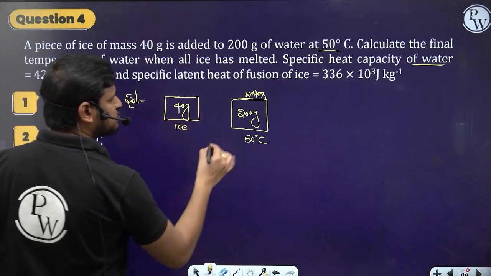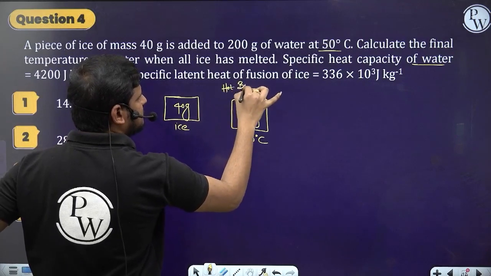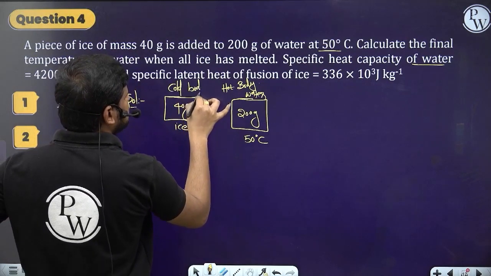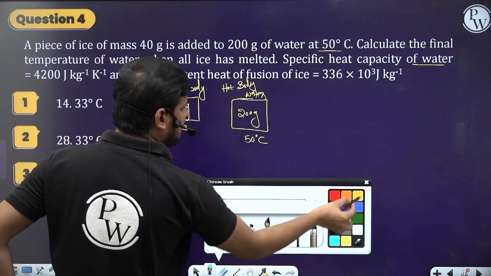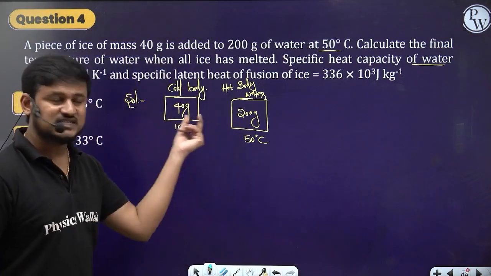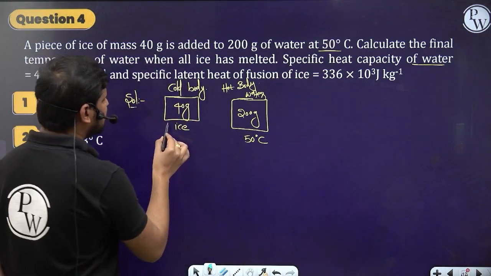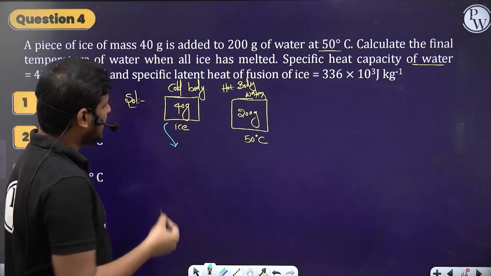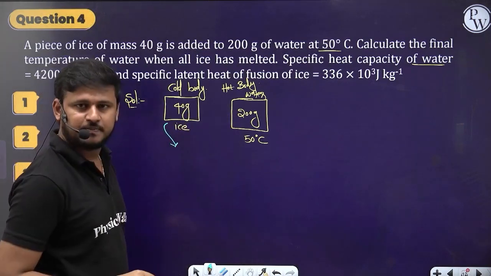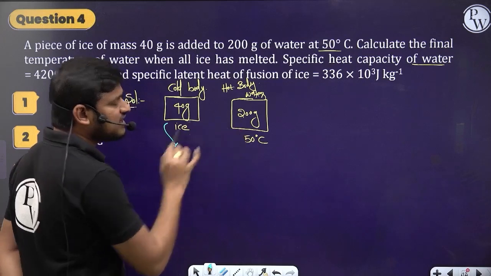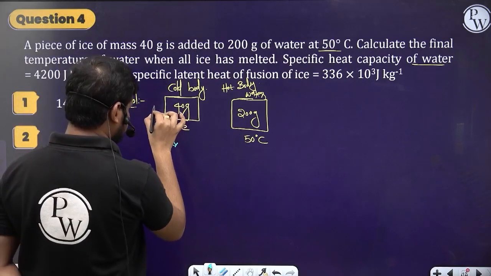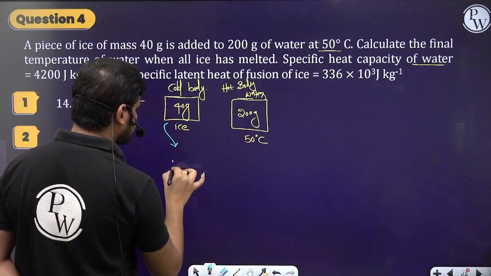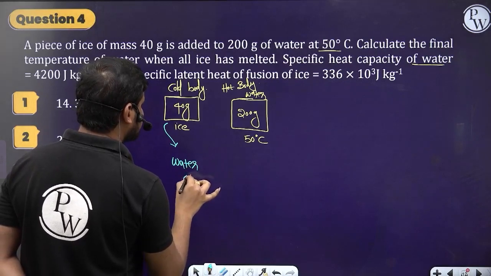So here the hot body is what? Water is the hot body, and ice is the cold body. The thing you have to understand is that the ice will convert to water first, and then it will mix in the water. Yes or no? Then the temperature will rise. Ice at some temperature will become water at 0 degree centigrade.